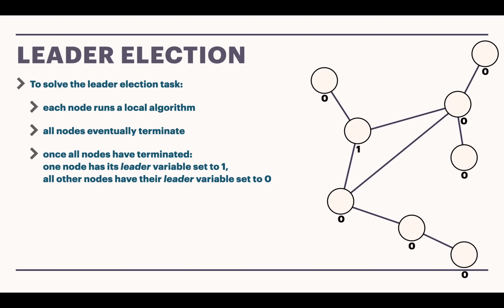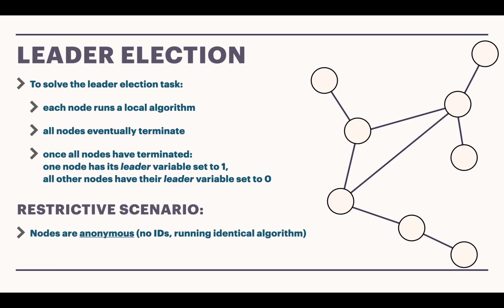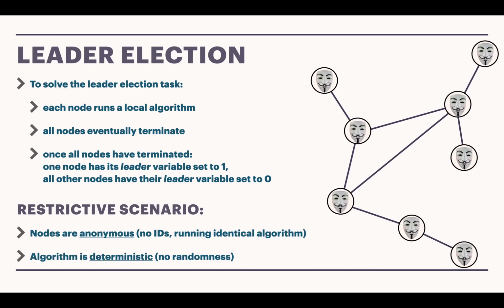And so that's a valid outcome of a leader election algorithm, and we're going to be considering a particularly restrictive scenario in which the nodes are anonymous, so there are no IDs that the nodes can use in the execution of their algorithm, and they're all running the exact same algorithm. Further, we're assuming that the algorithm is deterministic. So all decisions, all actions are based completely on the history of the execution so far. So there are no random bits that the algorithm can use to break symmetry or anything.